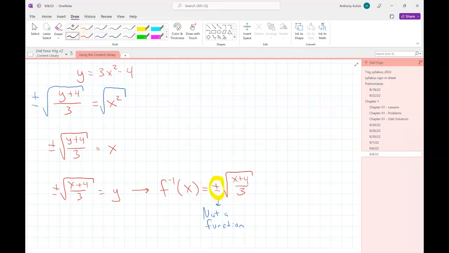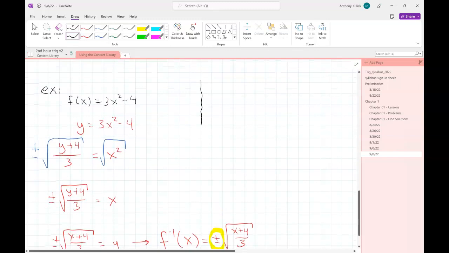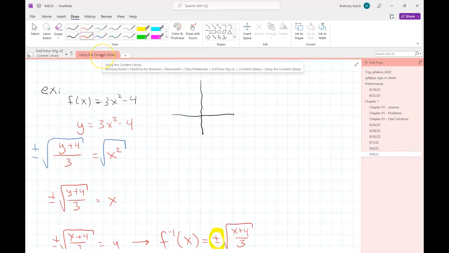Should we have known that this was not going to be a function before we even got going? Yes. How would we tell? Well, if I think about what kind of function is 3x squared minus 4, that's the shape of the graph for it. It's a quadratic because it has a squared on it. The graph of a quadratic, as Boyd has suggested, is a parabola. And I know that this fails a horizontal line test.